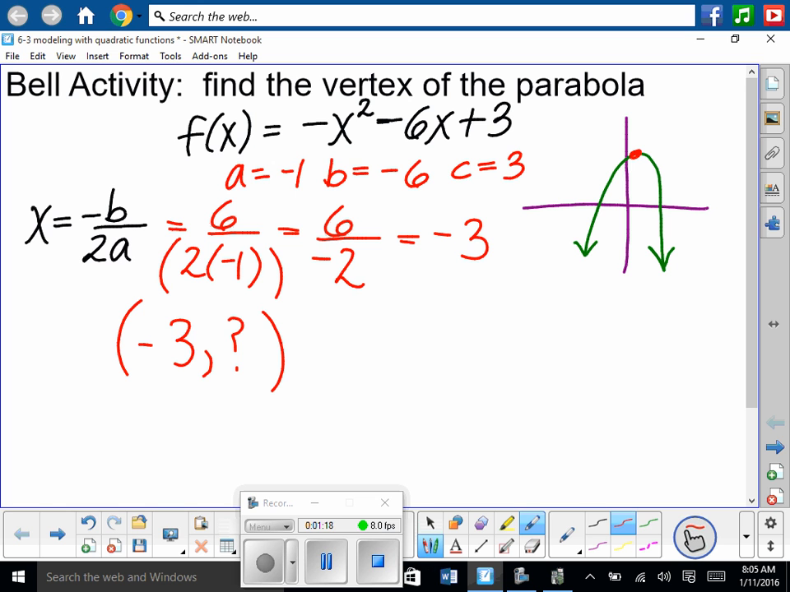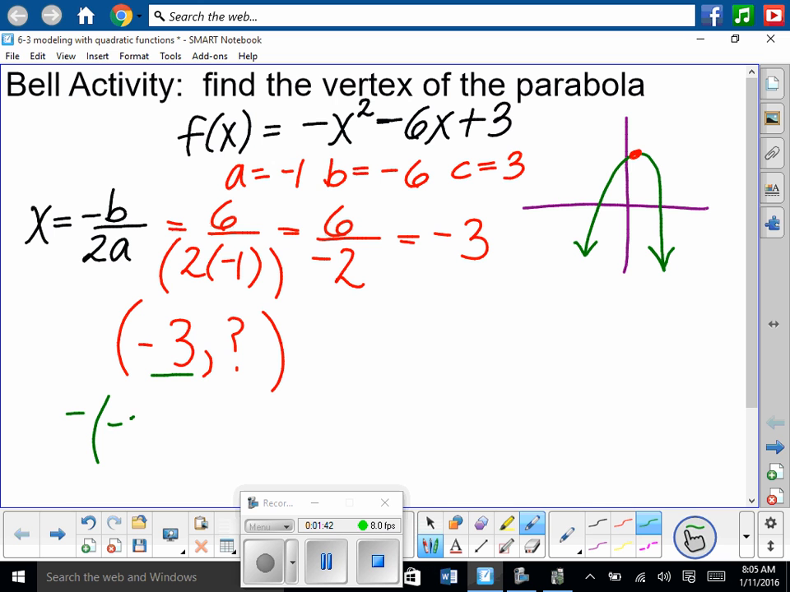Now this is what I'm seeing on some people's bell quizzes. They stop at negative 3, but that's not the vertex. That's just the x coordinate of the vertex. So you would have got it partially, right? So I'll give you most of the points. So now we plug in, we want to know what's our function at negative 3. If we want to know what's our function at negative 3, we plug in negative 3 wherever there's an x into our function. We've got to do this very carefully.